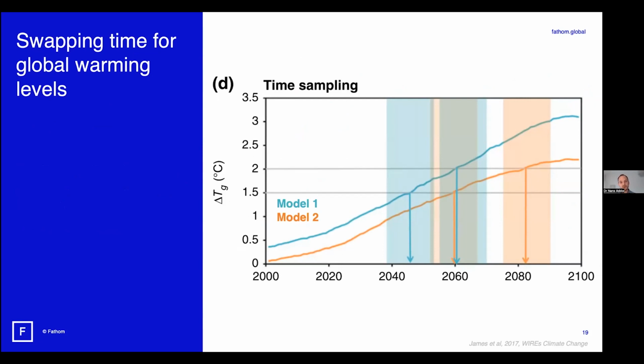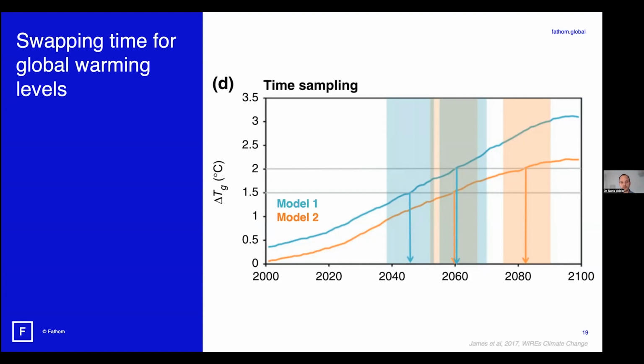Now we've talked about how things will change for a specific period by the end of the 21st century. Another way to look at climate change is to swap time for global warming levels. So global warming level is an increase in global mean temperature since the pre-industrial era. And this can be used to sample different periods from climate models. And one reason to do this is that under the Paris Agreement, we're trying to keep global warming below 2 degrees and ideally below 1.5 degrees.